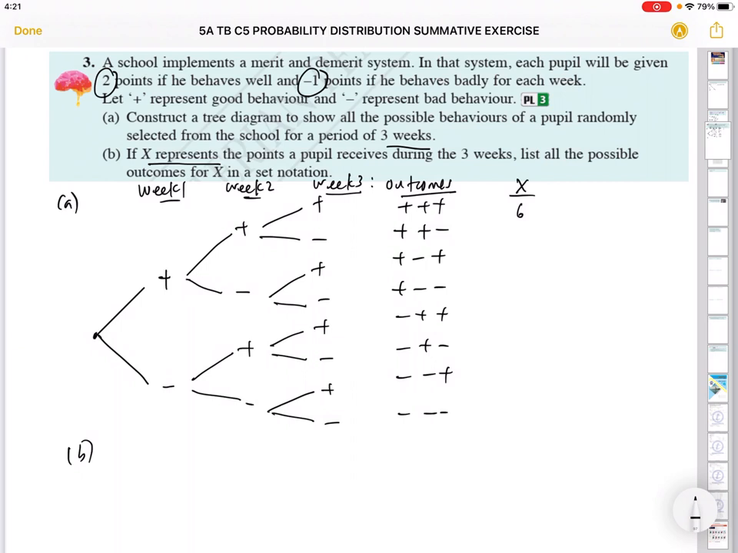2 plus 2 is 4, 4 minus 1 is 3. I don't think I have to write that down for you. Okay, if you want to understand how I get this, it is 2 plus 2 plus 2 for the first part, 2 plus 2 minus 1 for the second one. Third one is plus minus plus.